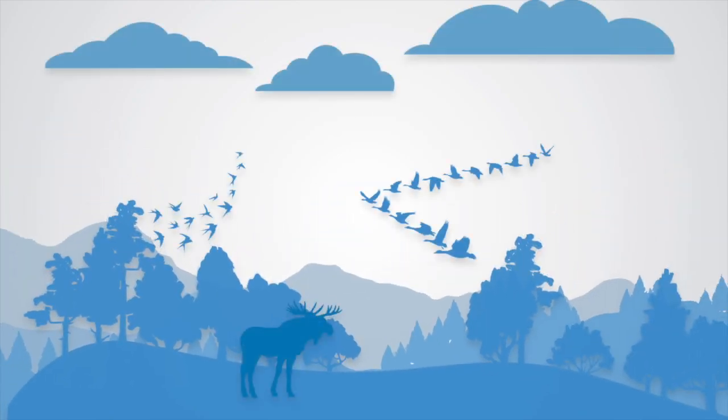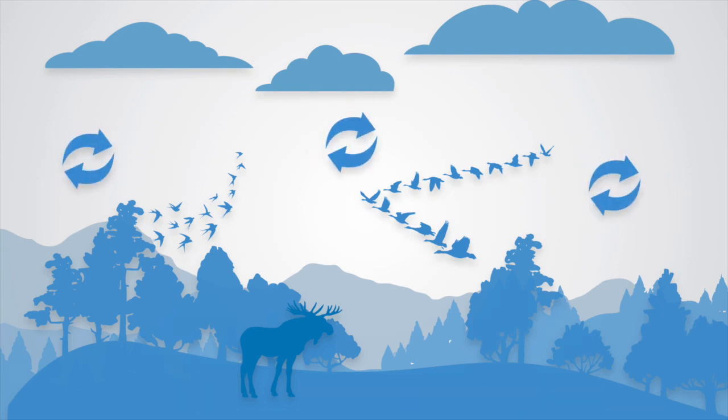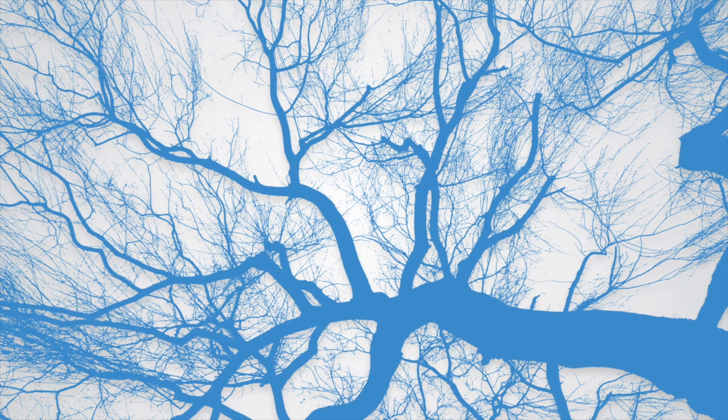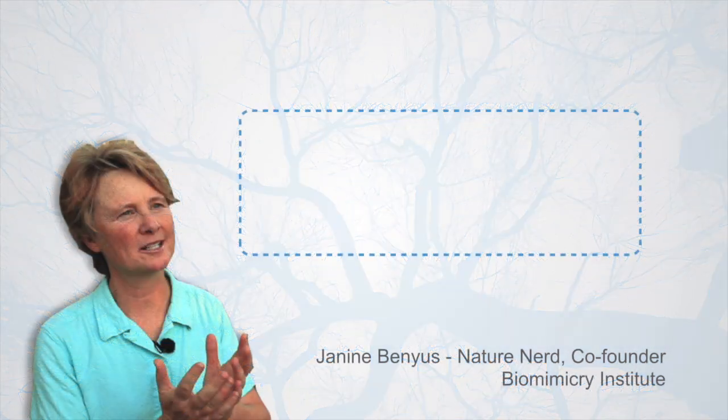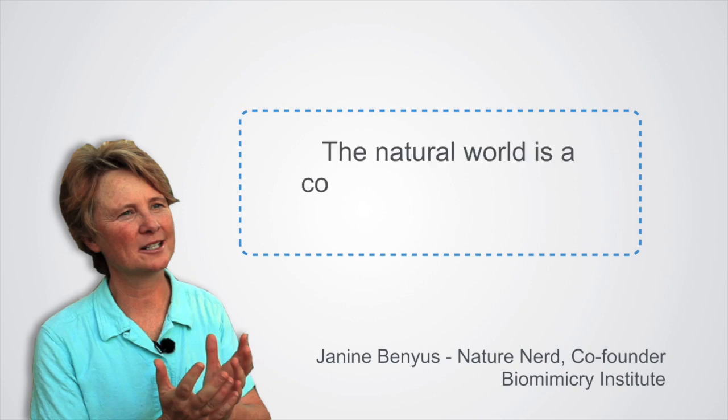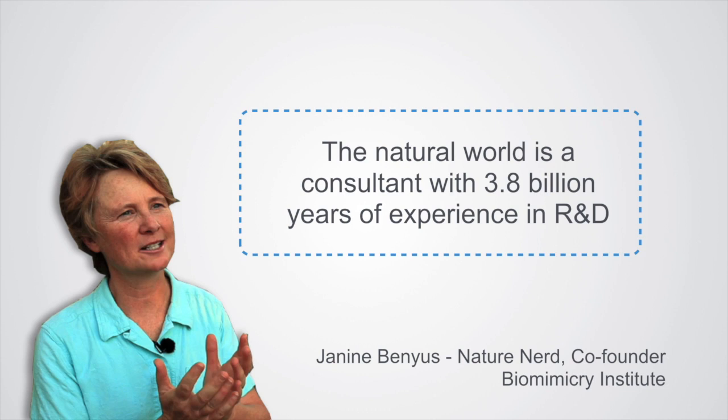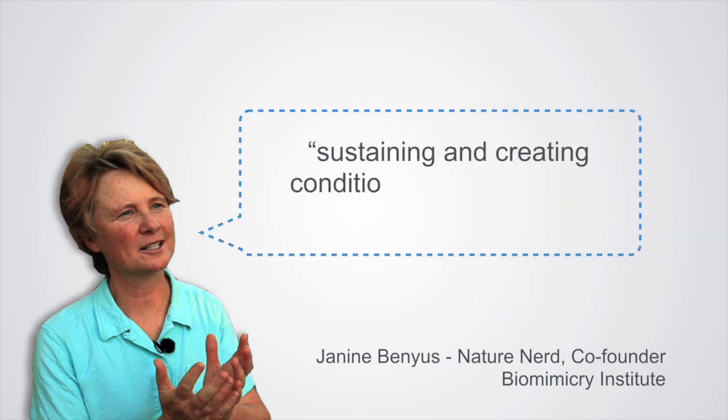All these observations show us that nature itself embeds a very special kind of intelligence, one that is characterized by finely attuned feedback loops between elements and their environment. Even more extraordinary is to think that this kind of intelligence has been the product of evolutionary dynamics that have been happening for billions of years, with constant iteration and refinement. Janine Benyus, self-proclaimed nature nerd, is known for saying that the natural world is a consultant with 3.8 billion years of experience in R&D. And that makes a lot of sense if we think about it. Nature does have the best strategies for some of the most difficult design challenges out there. Perhaps the biggest challenge of all, sustaining and creating conditions conducive to life itself, as Janine highlights.